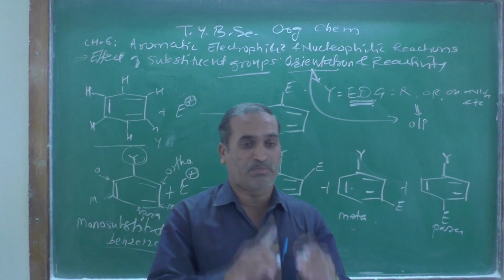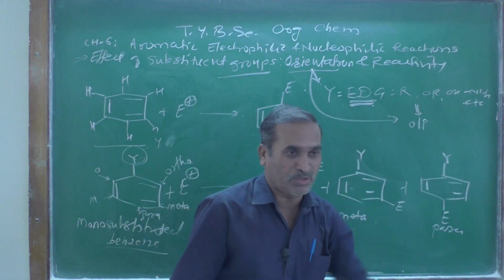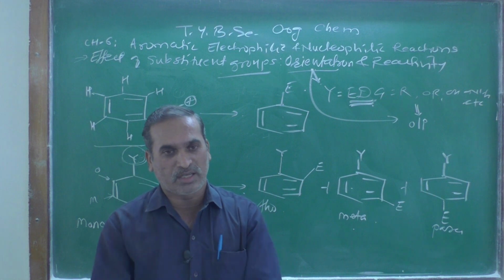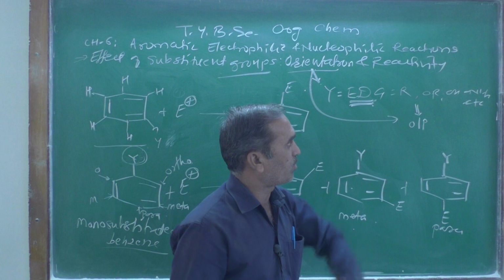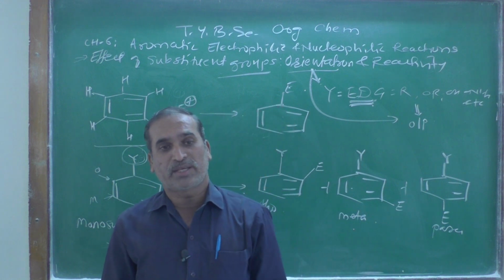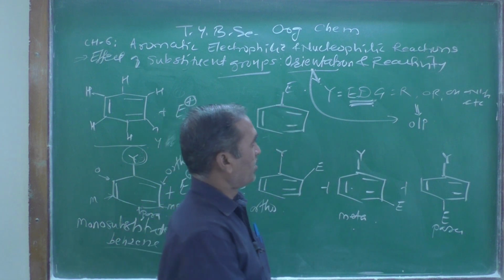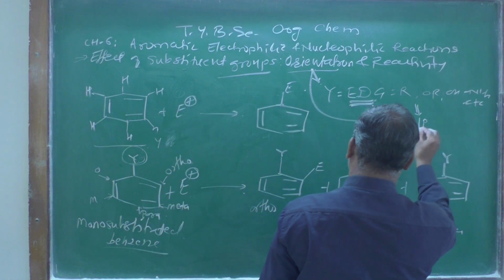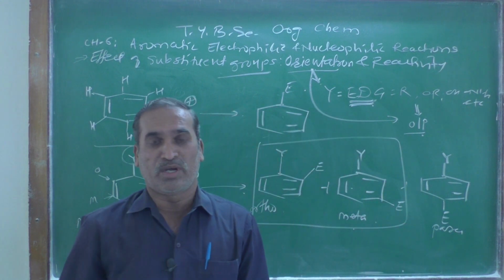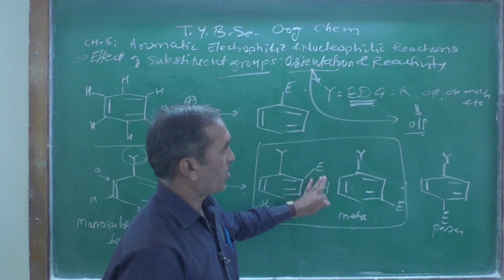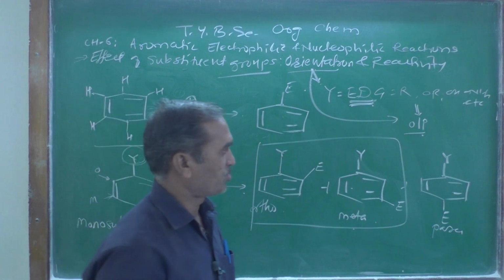Remember, suppose a benzene ring contains these kinds of groups: an alkyl group, an electron donating group, or an OH group, or an OR group, or an NH2 group. If electron donating groups are present on the benzene ring, they give the ortho and para products. They give only this type of product, and why they give only those products, we will see shortly.